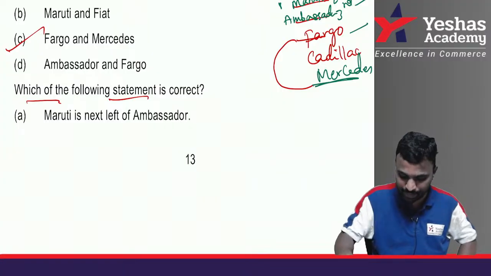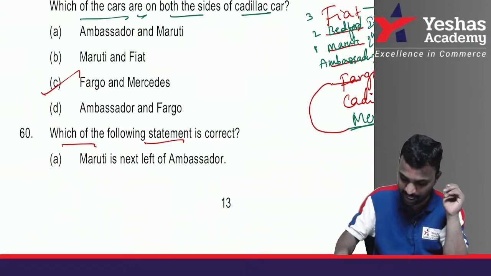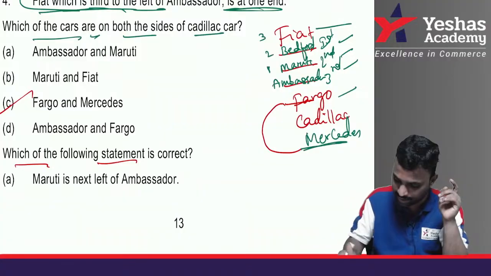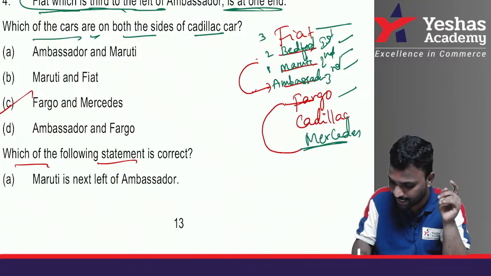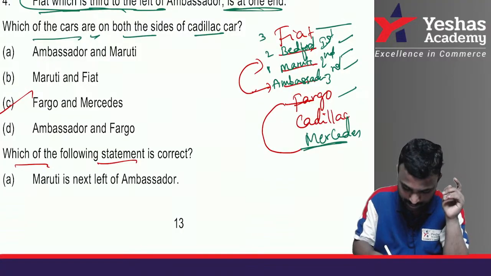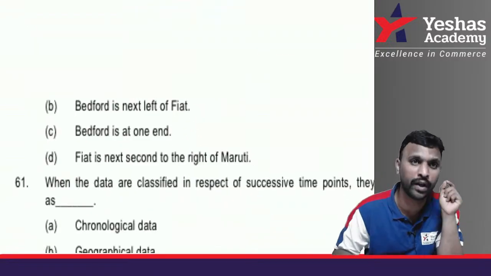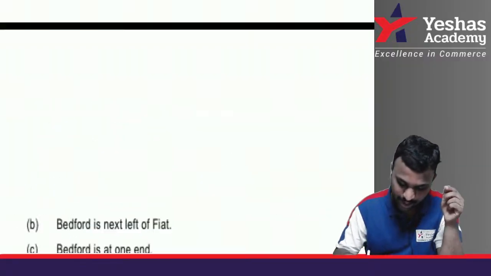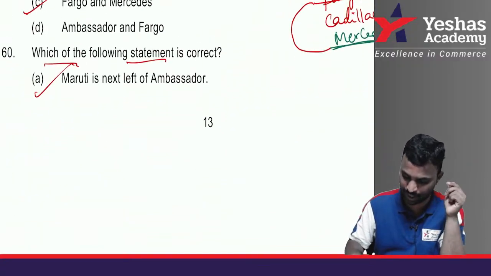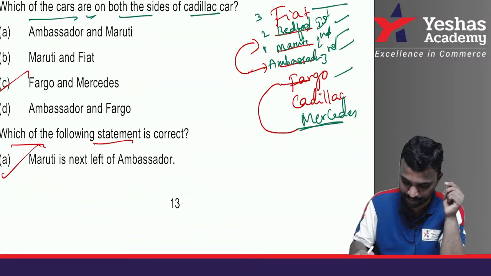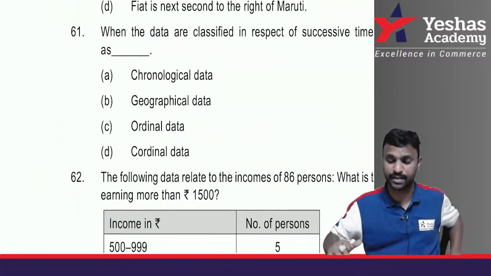Which of the following statements is correct? Maruti is next left of Ambassador. You can see Maruti is definitely next left of Ambassador. That means option A itself is correct. If there had been an option 'all of these', then you would have to check all the others. But the first option itself is correct. Actually, Maruti is immediate left of Ambassador. So option A itself is the right answer.